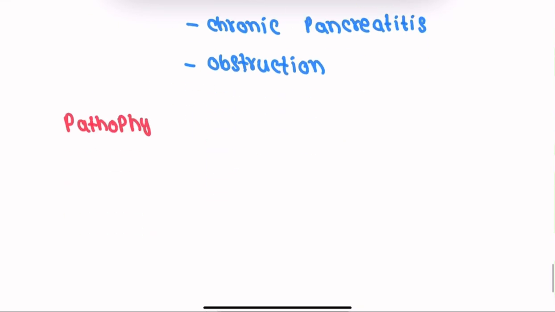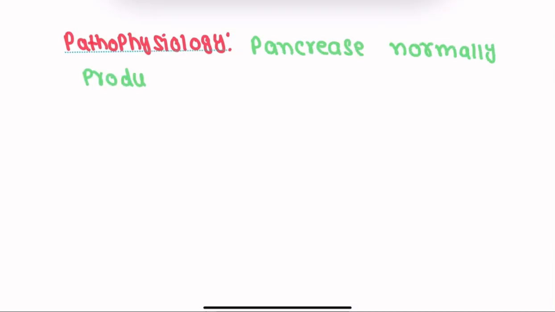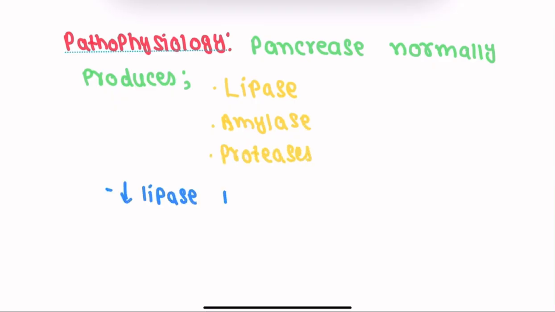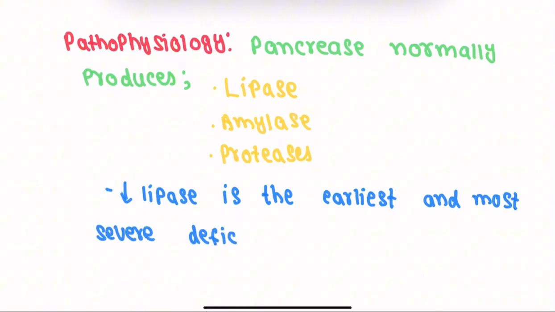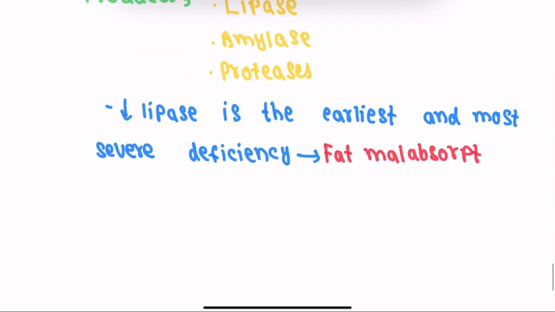Then if we talk about the pathophysiology, we know that normally the pancreas produces lipase, amylase, and proteases. Now remember one important point: deficiency of lipase is the earliest and most severe deficiency. It is very important to know that the decrease in lipase is the earliest and most severe deficiency, and this results in fat malabsorption. Fat malabsorption causes what main thing? That is steatorrhea.